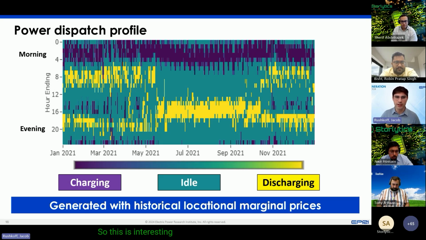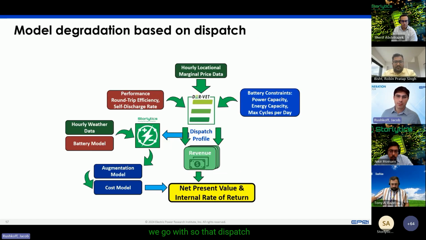So this is an interesting use case where, when we're talking about how many cycles a battery can do in a given day, this rule has certainly come up when we ask questions like, does one cycle mean charging, discharging half of it, charging a little bit more, and then discharging again? That's essentially the definition we go with. So that dispatch profile, and of course the revenue that comes from it, will be important.